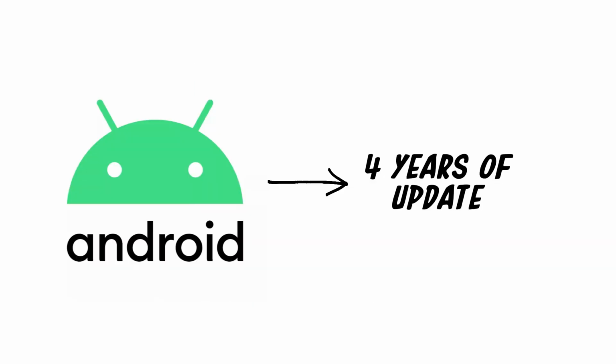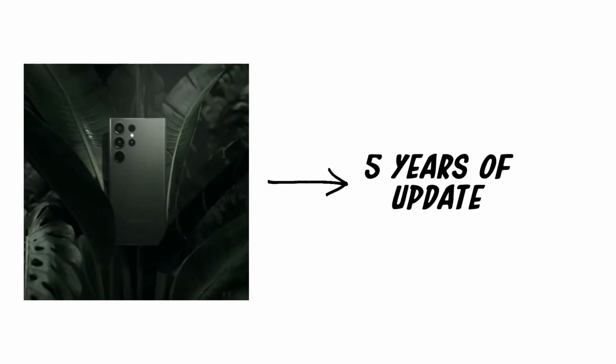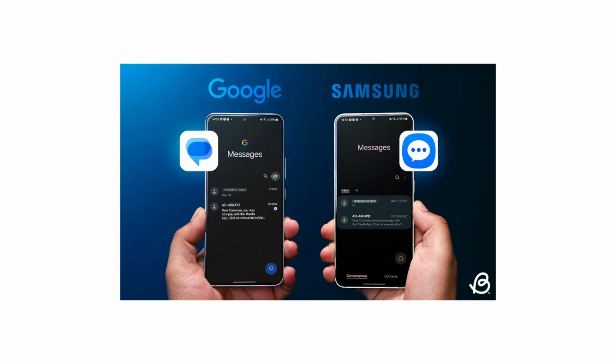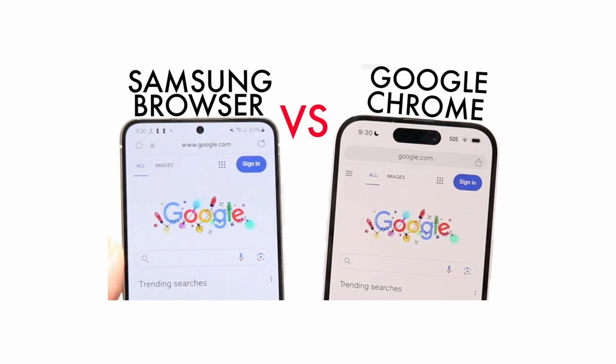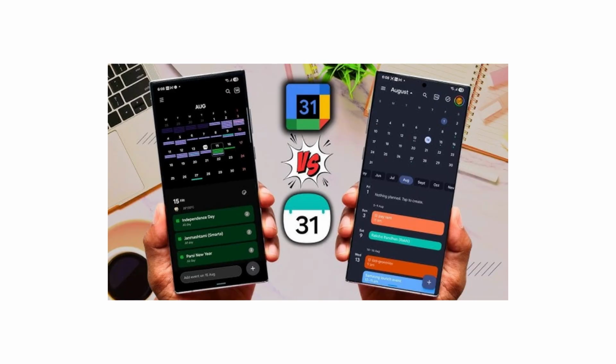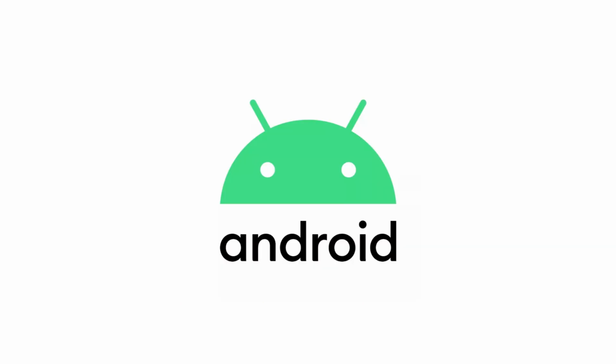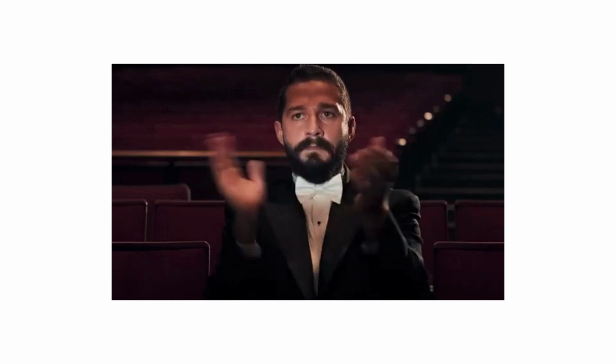Samsung now promises 4 years of Android updates and 5 years of security patches on their flagship phones, which is close to what Apple offers. However, One UI also comes with duplicate apps. You get Samsung Messages and Google Messages, Samsung Internet and Chrome, Samsung Calendar and Google Calendar, and you cannot uninstall most of them. Some people also find One UI's animations a bit slow compared to stock Android, but overall, One UI is considered one of the best Android skins available today.